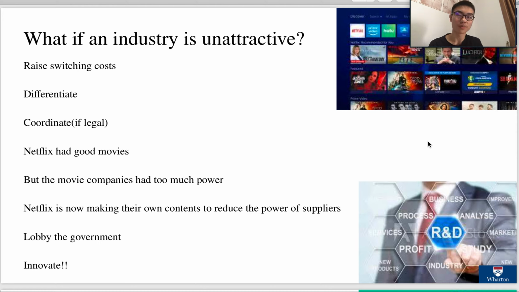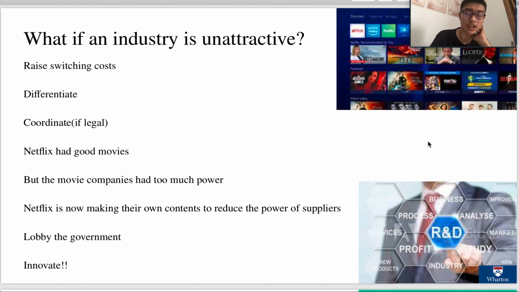The second method is to differentiate, which is basically innovation. Try to differentiate from your competitors in order to form a product that is unique and prevalent in the market. The third thing depends on whether it's lawful or not: you can coordinate with other companies, like doing mergers, in order to win with your product. And the next part is that the movie companies may have too much power right now.